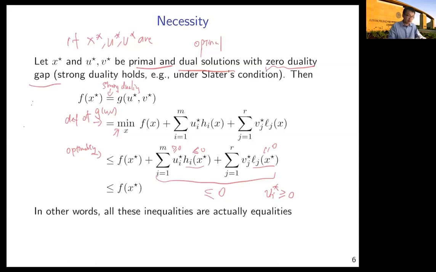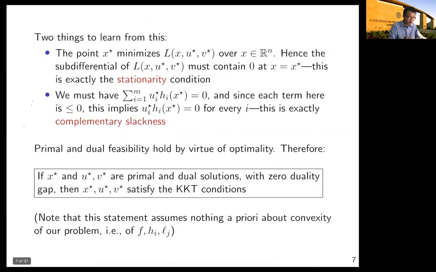Okay, so what does it say about the KKT condition? It turns out that we can get the KKT condition directly from this derivation. So to begin with, notice that from the previous derivation, we know that the point x star actually also minimizes this L(x, u star, v star).